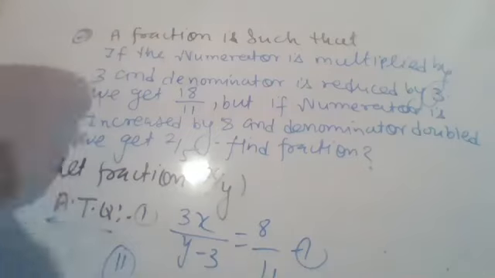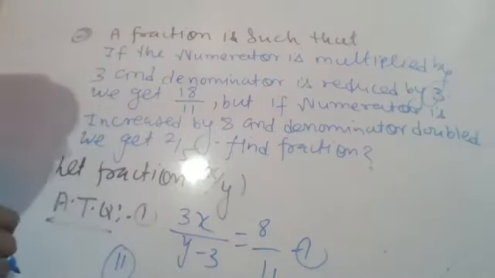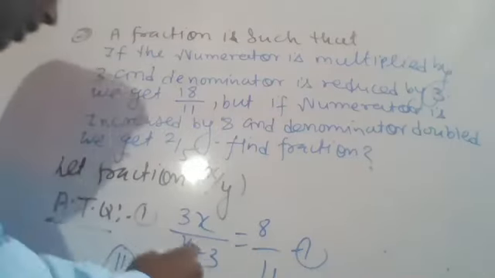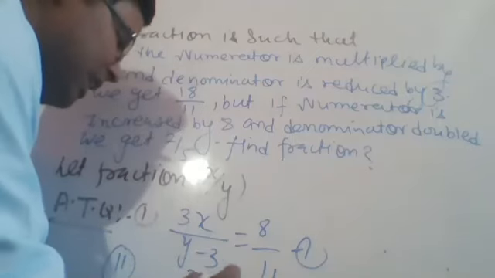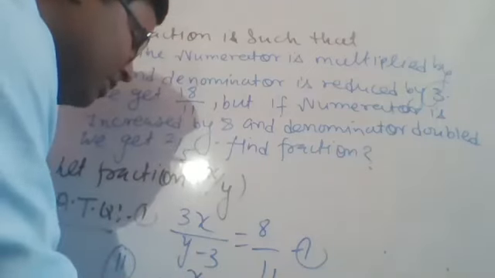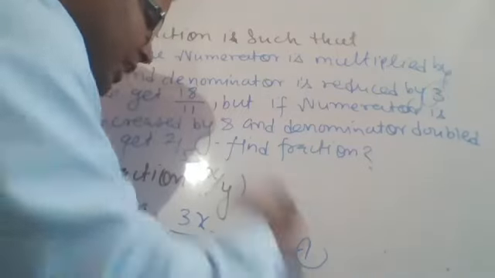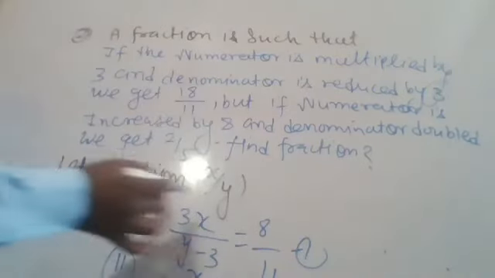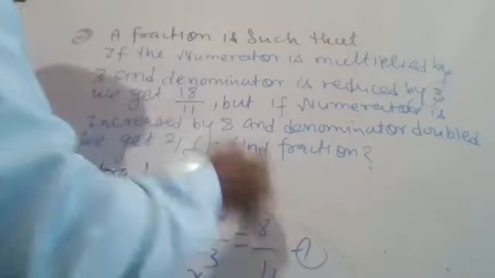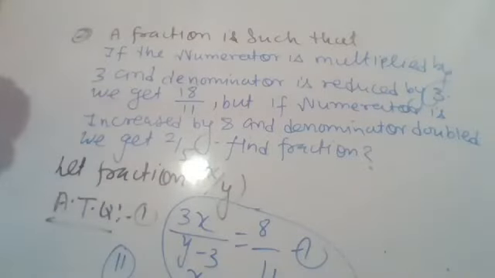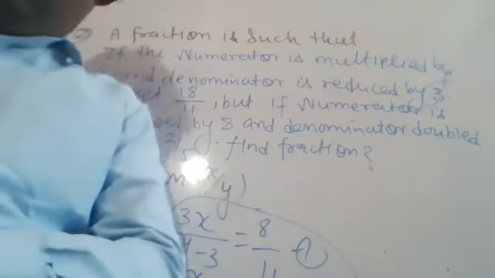And from the second statement, if numerator is increased by 8 and denominator is doubled: numerator increased by 8 means x plus 8 and denominator doubled means 2 into y. Then its fraction is going to be 2 by 5. Second equation. Just write it down. So by this way, we get equation 1 and equation 2 in this question. And after solving both, we get the desired answer, students.